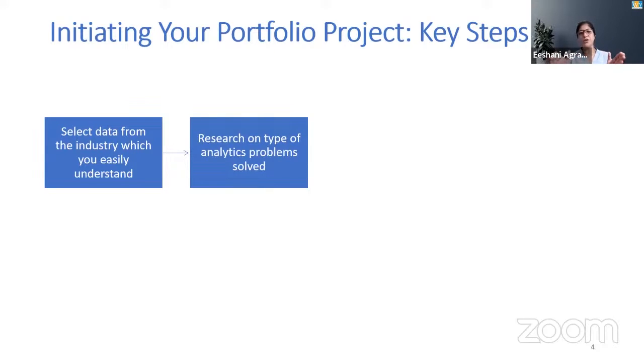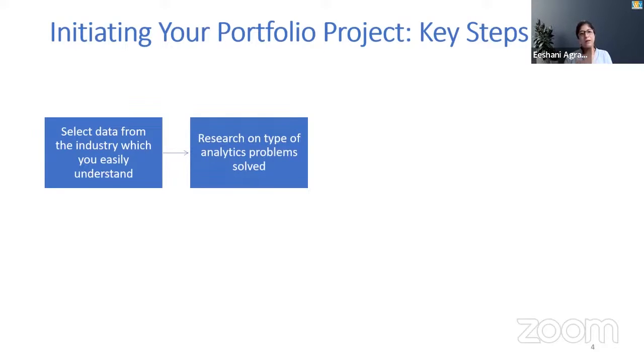The steps that I'm showing you are for the people who have no industry idea. So they just pick a data set and they're clueless what to do with it. So you're going to pick a data set that you feel connected to. Next, you're going to figure out what kind of business problems we solve in social media.